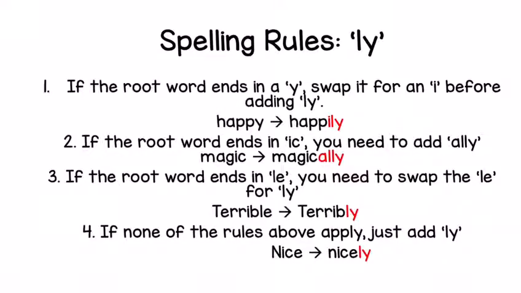The second rule is if the root word ends in ic, you need to add ally, not just ly. For example, it would turn the word magic, ending in ic, to magically, adding the ally to the end. The third rule is if it ends in le, you need to swap the le for ly, so take off both letters. So for example, terrible, turning into terribly. And the fourth rule is quite simple. If it doesn't apply to any of the top three rules, just add ly, don't change anything.